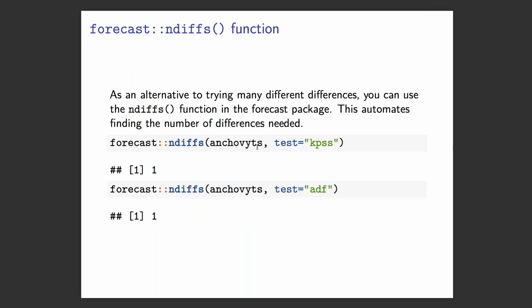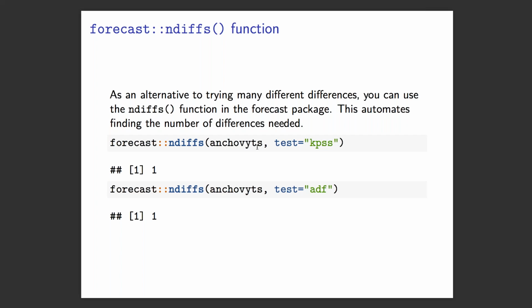Okay, so you're probably thinking, oh my God, how do I remember this? I think this all the time. How do I remember all these tests? Fortunately, like I said, the forecast package is going to automate this for you. There are 2 functions that you can use. The first one is called indiffs, which is how many differences do I need to apply to my data to make it stationary. And you can choose either the KPSS or the ADF. You can try them both, see if there's any difference. In this case, there is no difference.